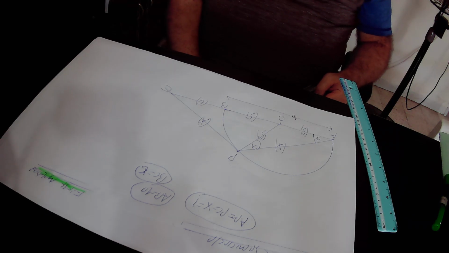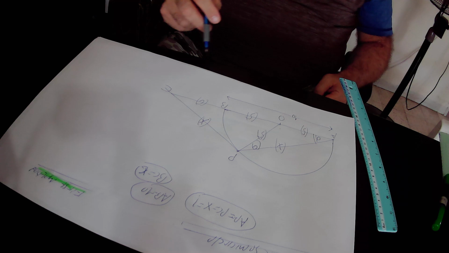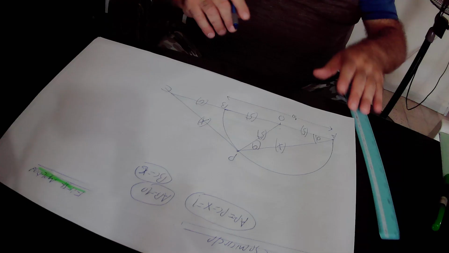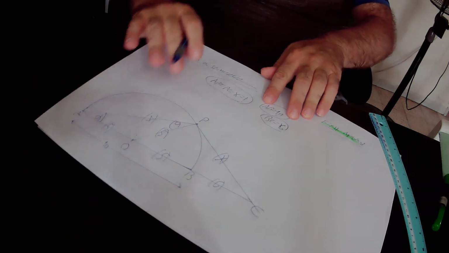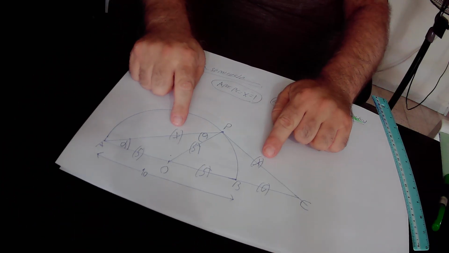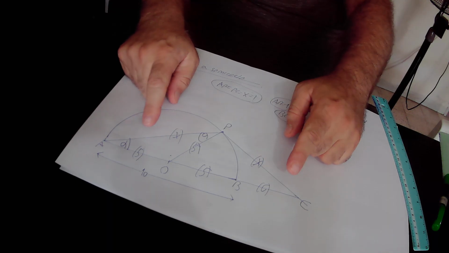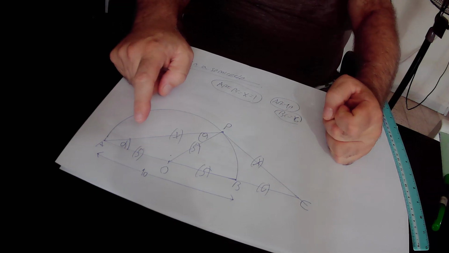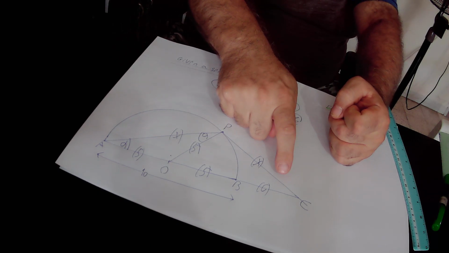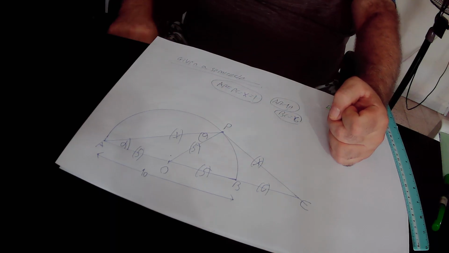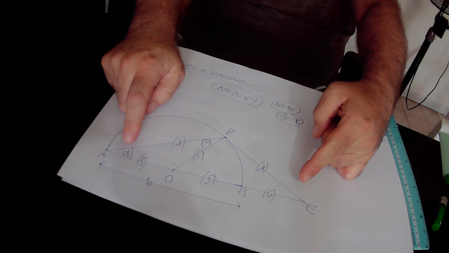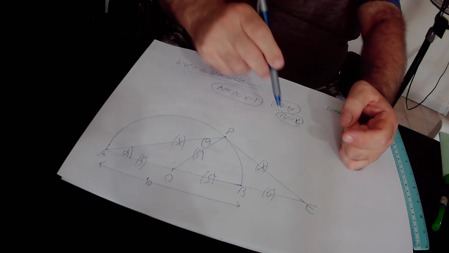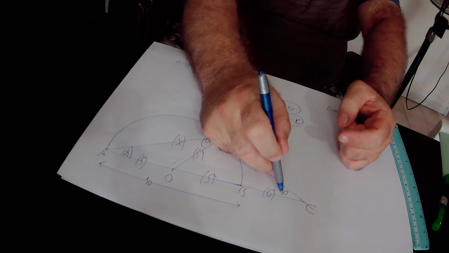Likewise, the big triangle APC is also an isosceles triangle because side AP equals side PC. So in this isosceles triangle, opposite those two equal sides, we have two angles that must also be equal to each other. But this is angle alpha, therefore this angle must also be equal to alpha, because they are opposite the two equal sides. So this angle is alpha degrees in size.